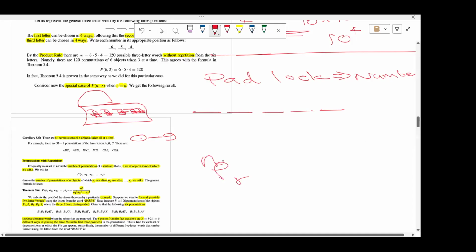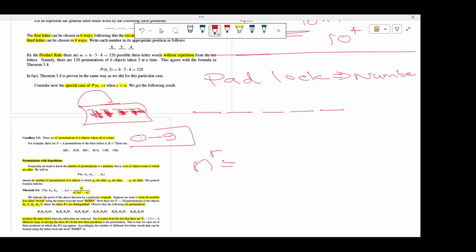NPR, the condition is if you use one object, we cannot use the same object again. But that is not the case here. For all positions, we have 0 to 9, the same 10 digits. So NPR is not eligible. Only the equation n to the power r is suitable. So what is n here? n means 0 to 9, which means there are 10 different objects. n is 10. From this n, how many objects do we need to select? How many positions do we have? 5 positions. So 10 to the power 5.